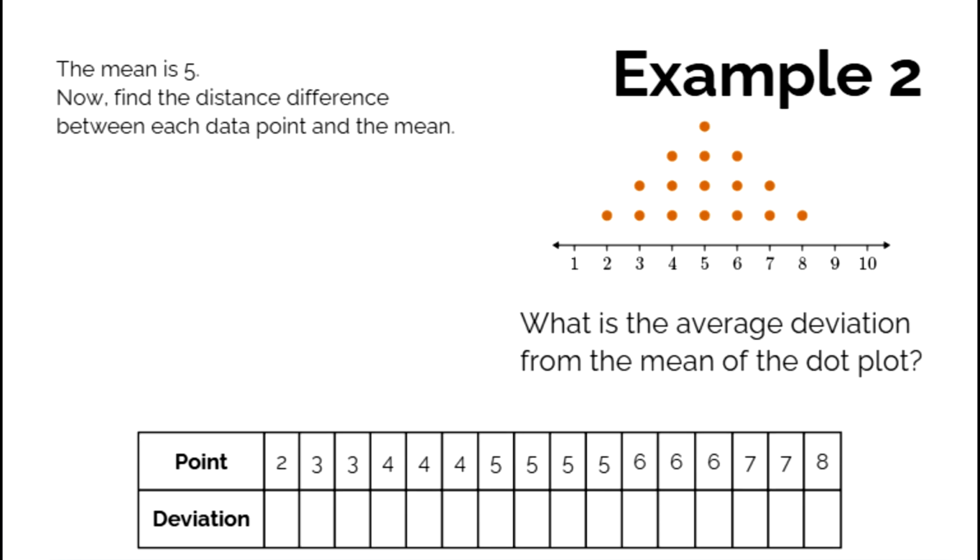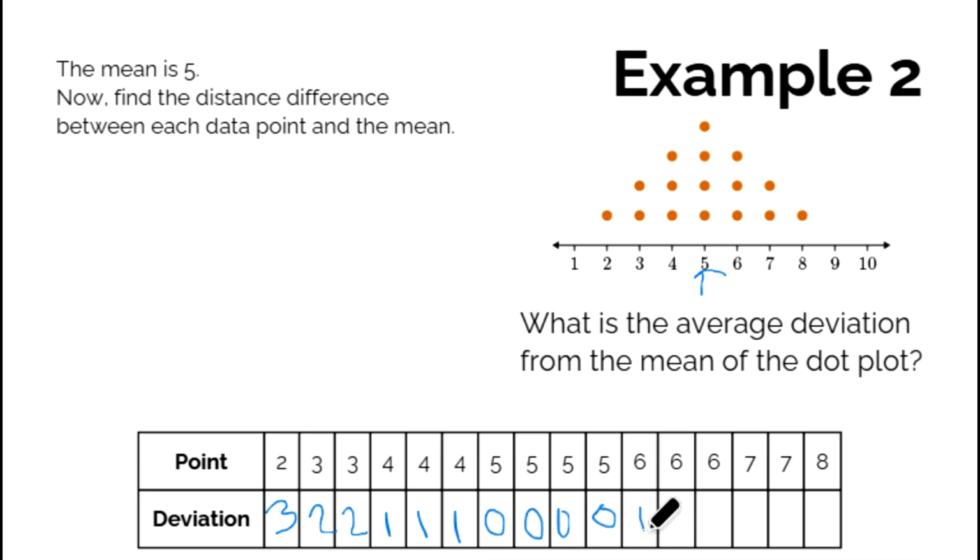The mean is 5. Now find the distance difference between each data point and the mean. Here is our mean. So we have no points at 1. So there is no point 1 on this table. The first one is at point 2, and it's 1, 2, 3 steps away from our mean of 5. 3 is 2 steps away. 4 is 1 step away. 5 is 0 steps away. They are the same.